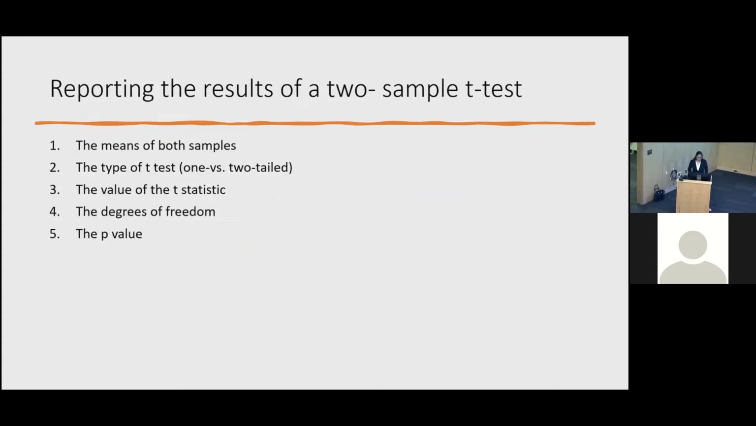So you report the results of a two-sample t-test in this way. You need to report the means of both the samples, the type of t-test you conducted, whether it is a two-sample t-test or paired t-test, and whether it is one-sided versus two-sided, the value of the t-statistic, as well as the degrees of freedom and the p-value. T-tests are very difficult to compute by hand when you have large samples, so usually the statistical software does the job.